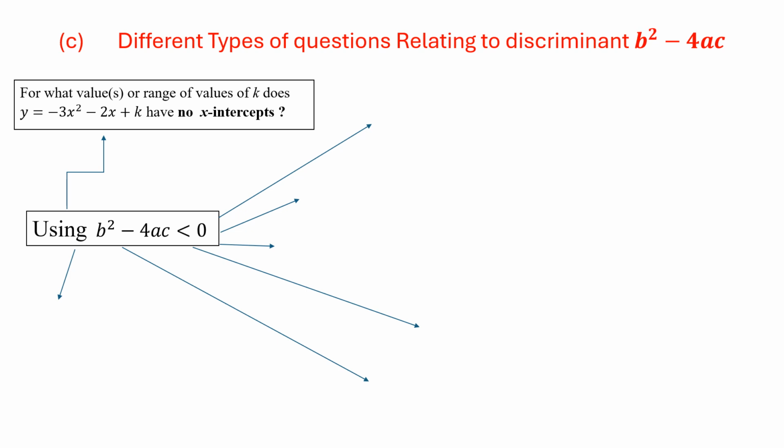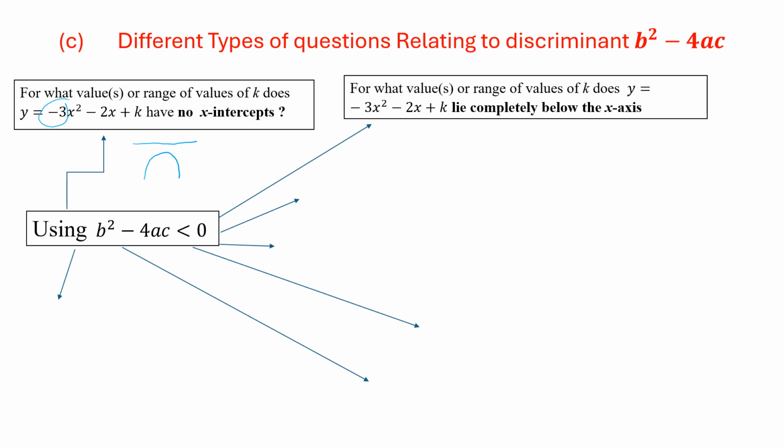For what values or range of values of k does this curve have no x-intercept? Okay, so when they say no x-intercept, if you look at this curve that I'm given, the coefficient of x squared is -3, so it is an n-shaped curve. So when there is no x-intercept, the curve is entirely below the x-axis. So it means there are no real roots. There's no x value, no x-intercept, so no real roots. Okay, so this is when you use the condition b squared minus 4ac less than 0. Let's look at some other equivalents.